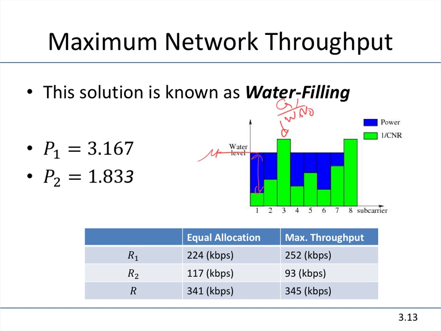So by doing all this optimization, let's see how much we achieve. This will lead to P1 equals 3.167, P2 equals 1.833, and it turns out that this user has a really bad channel, so we give him a little bit of transmit power. So here, this is the total rate. Remember, the rate for the equal allocation was how much? 341.